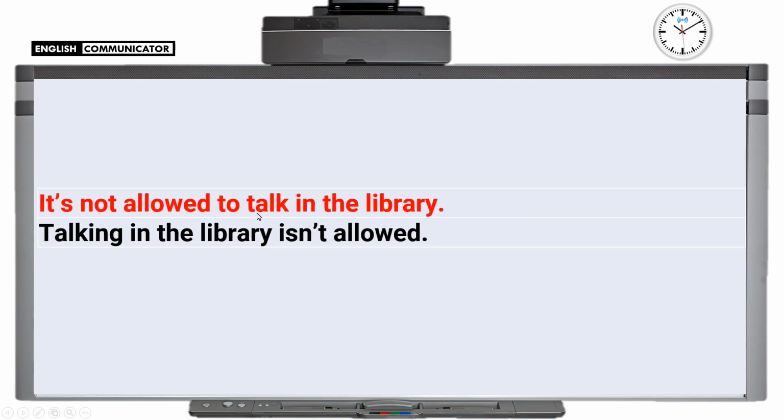It isn't allowed to talk in the library. It isn't allowed is wrong. Talking in the library is not allowed. Okay? It's very simple, a very comprehensive sentence. Talking in the library is not allowed.